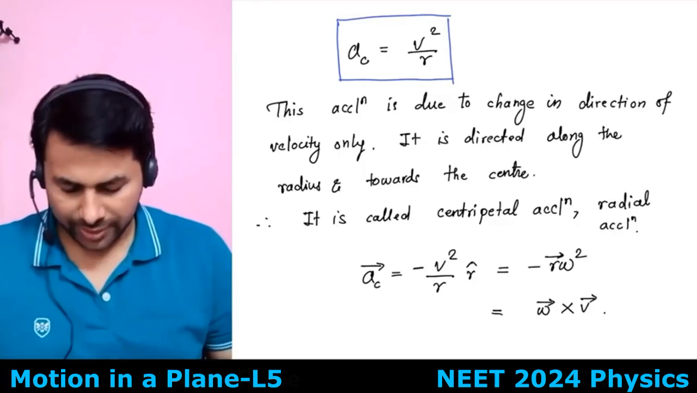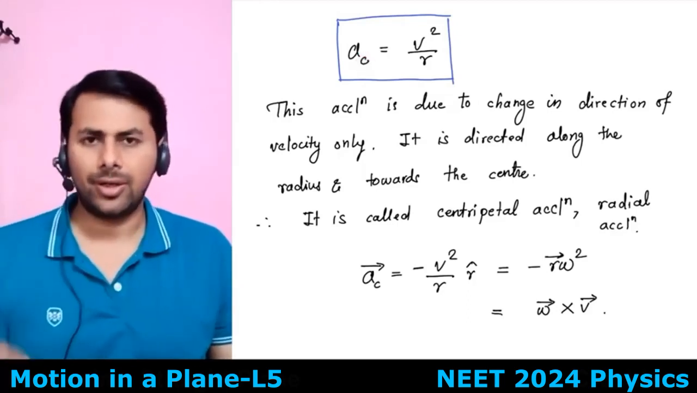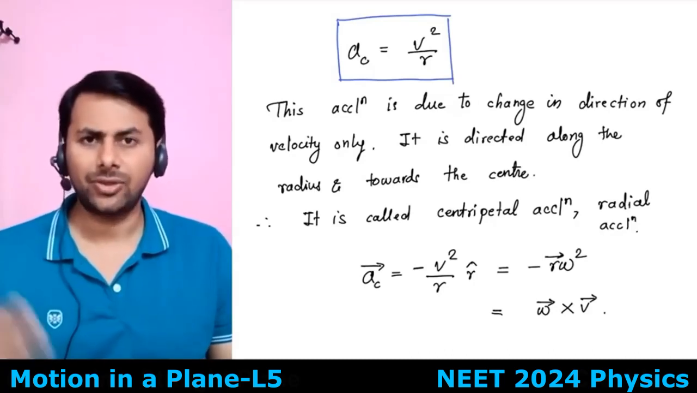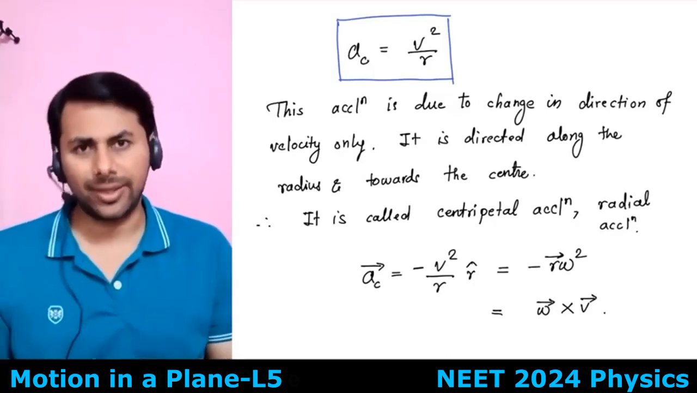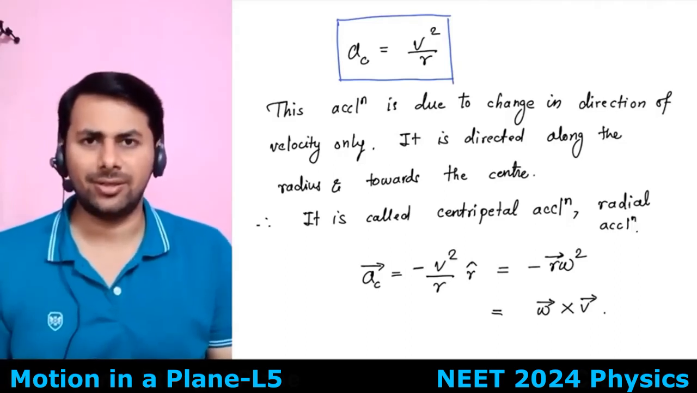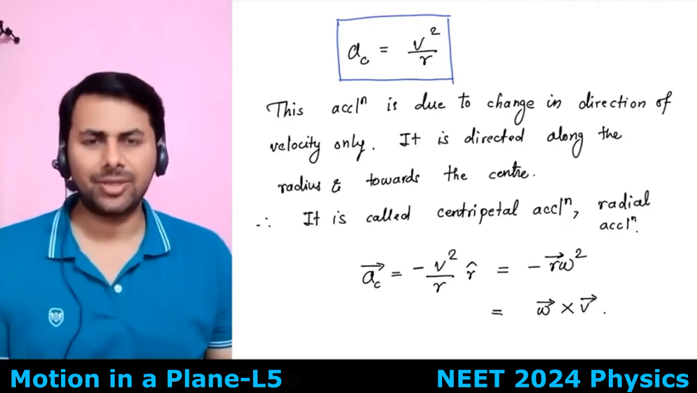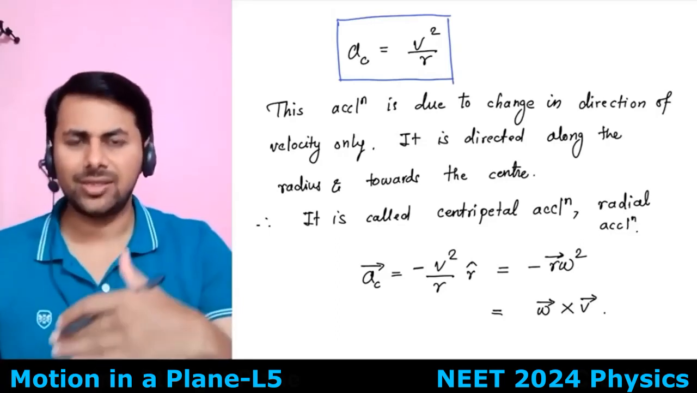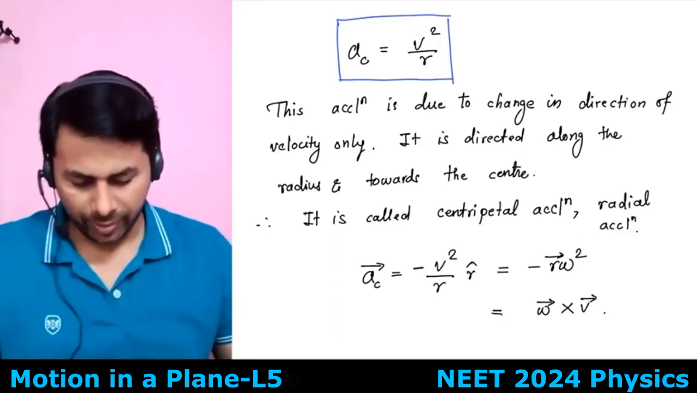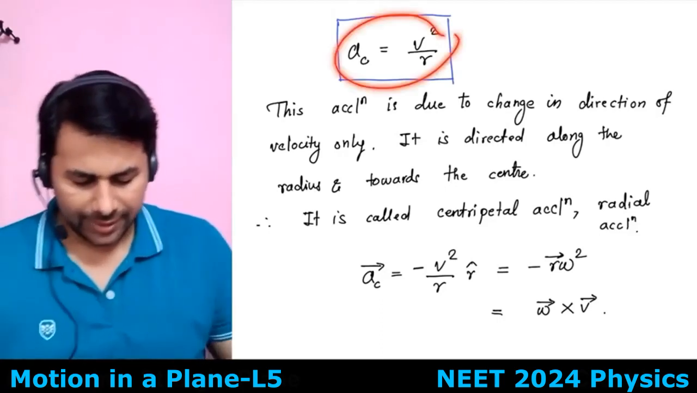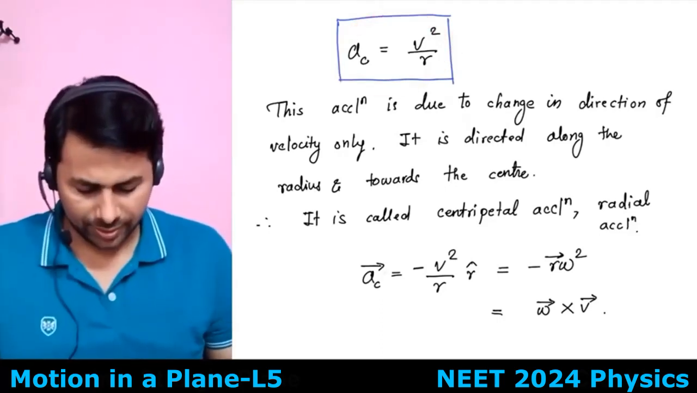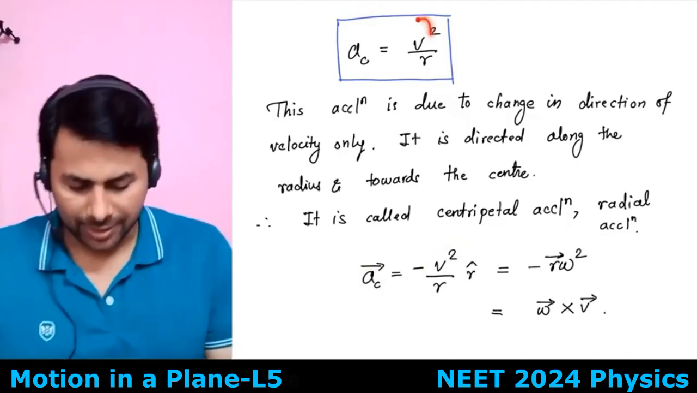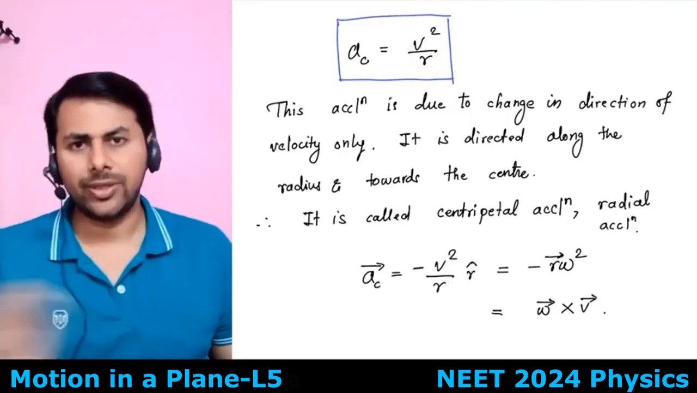Okay. And it is called a centripetal or radial acceleration because its direction is along the radius and towards the center of the circle. Centripetal, petal means center seeking. It is pointed towards the center of the circle. So this is the magnitude, and if you want to write it with direction, centripetal acceleration would be written as v square upon r, and it is towards the center.